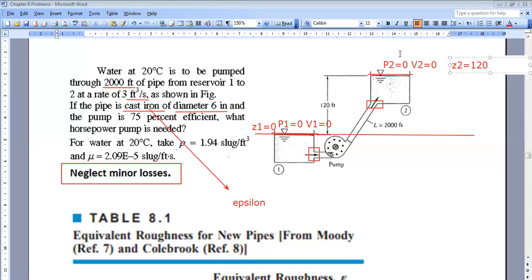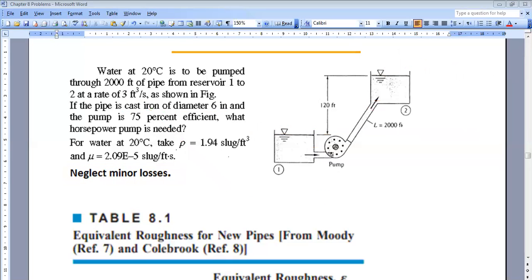Let us write our energy equation. Since we have a pump, we should not forget to add the head of the pump. So H of P plus, in general, we have P1 over rho G, okay? So if you want, we will look at the equation and simplify it, it's easier.